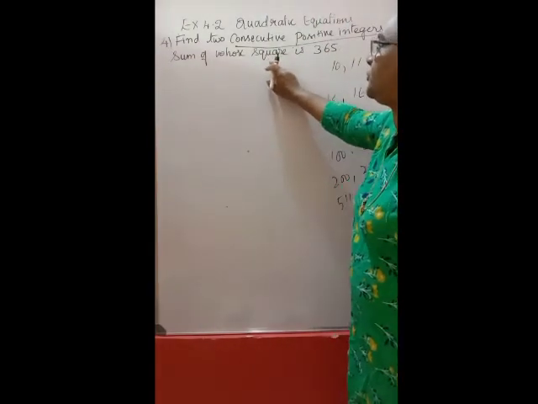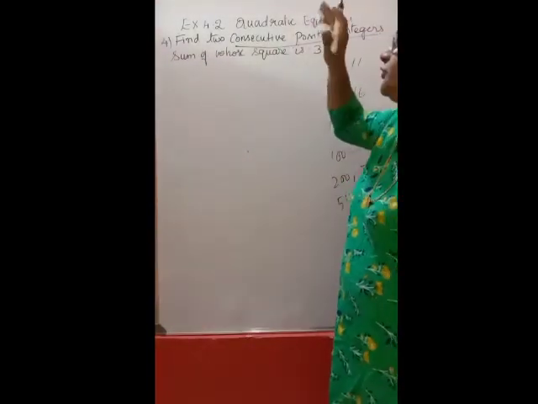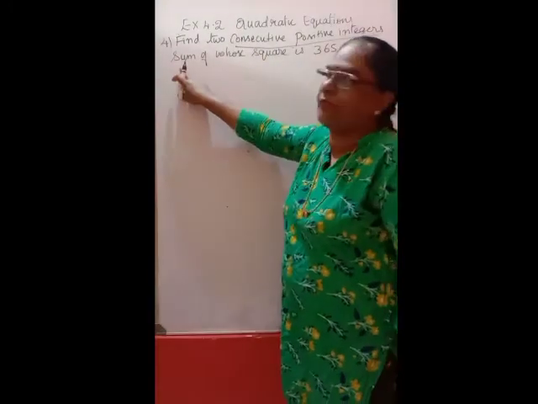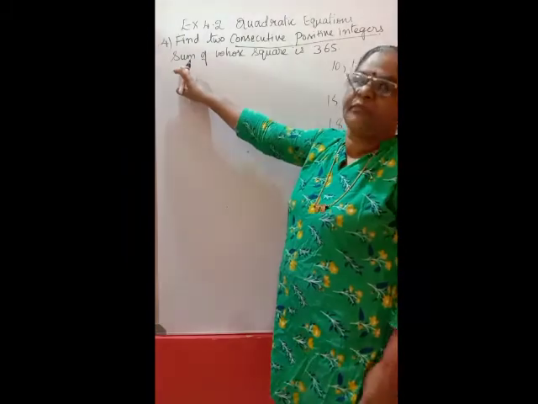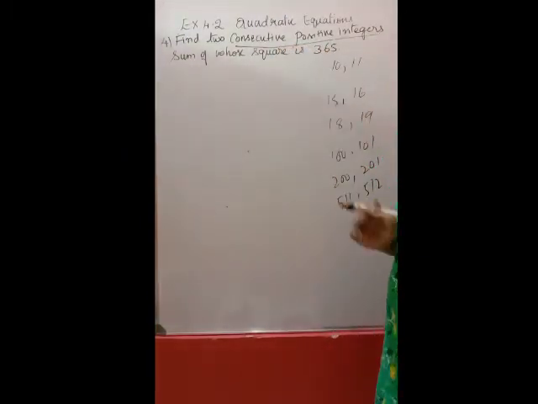First you have to square those two numbers and take the sum. Sum of whose square means take those two numbers and square them and take the sum. So if you square both the numbers and take the sum, that will be equal to 365, they are telling. So you have to find the two numbers.